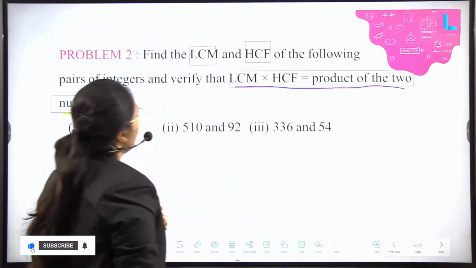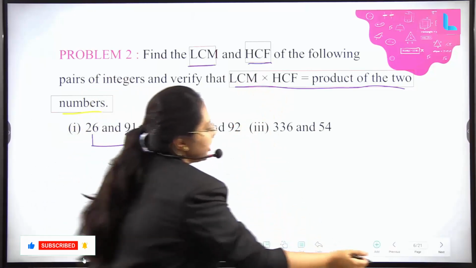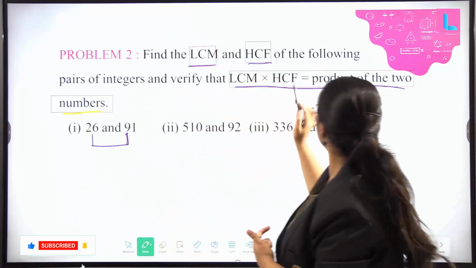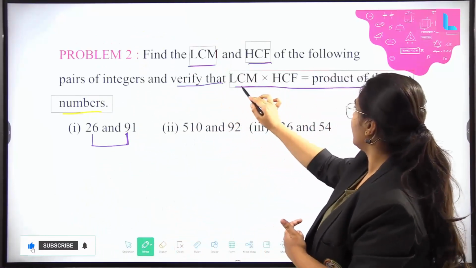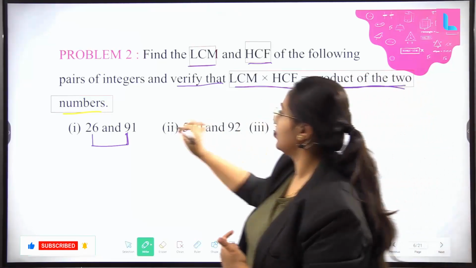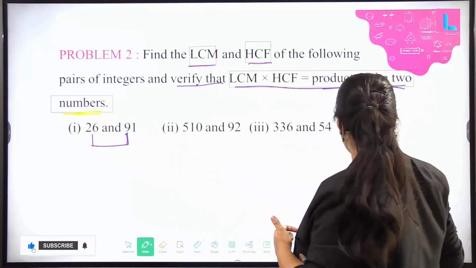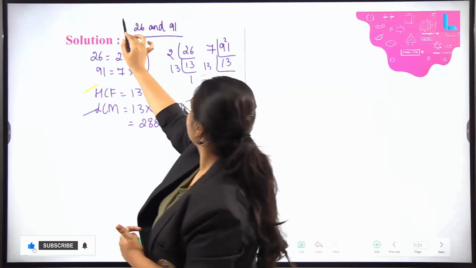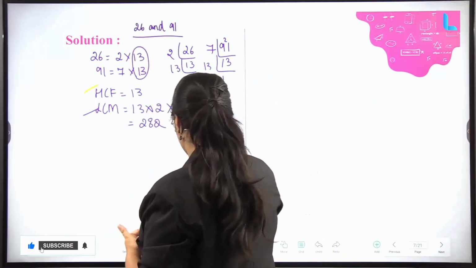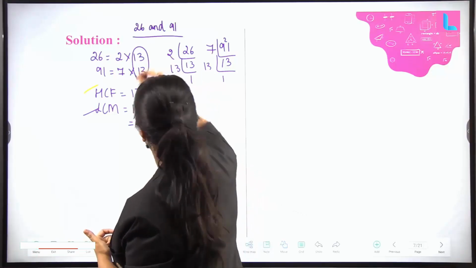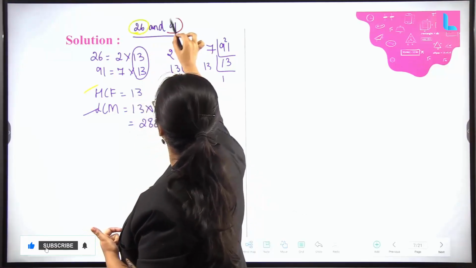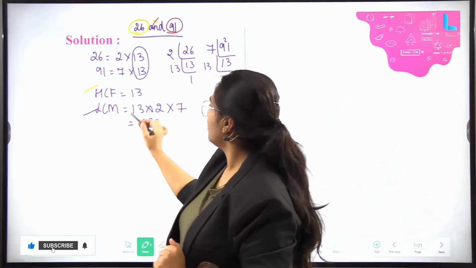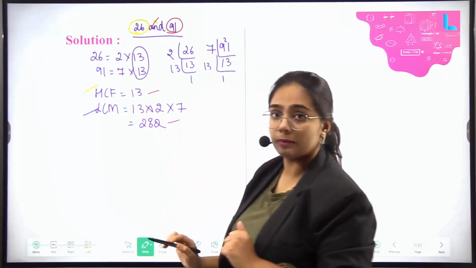Here in the question they have asked, first find HCF and LCM. Accordingly we have found HCF and LCM. And again here they've asked that, and also verify that LCM into HCF is equal to product of the numbers. So what should we do accordingly? Product of two numbers, that is in the question the two numbers are 26 and 91, right? So we have to find the product between these two numbers and also the product of this HCF and LCM. So we'll solve that.